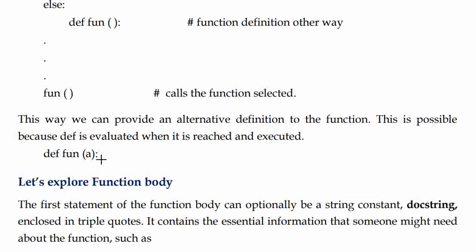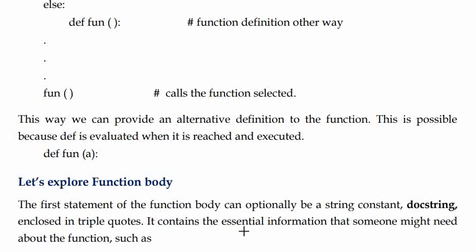def function(a): where a is the argument, followed by a colon. Let's explore the function body. The first statement of the function body can optionally be a string constant, a docstring enclosed in triple quotes.